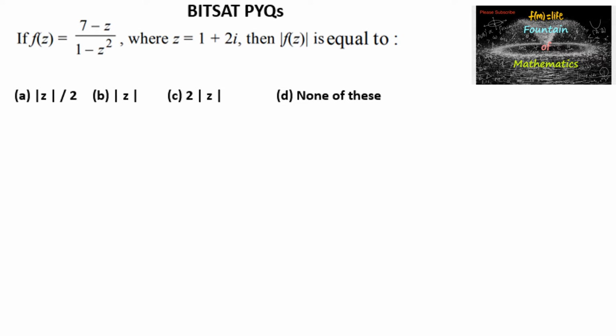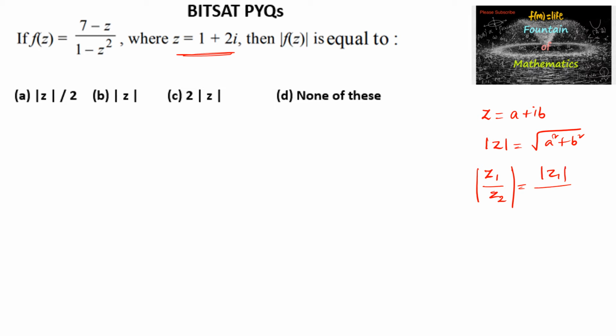If f of z is equal to (7 minus z) upon (1 minus z square), where z is the complex number 1 plus 2i, then mod of f of z is equal to... If z is equal to a plus ib, then we have mod z is equal to root of a square plus b square, and also if two different complex numbers are there, z1 upon z2, the mod we can write as mod z1 by mod z2. So let us simplify here.